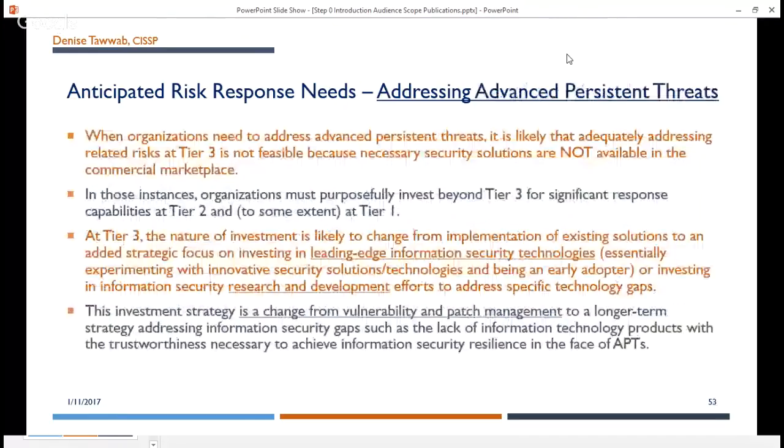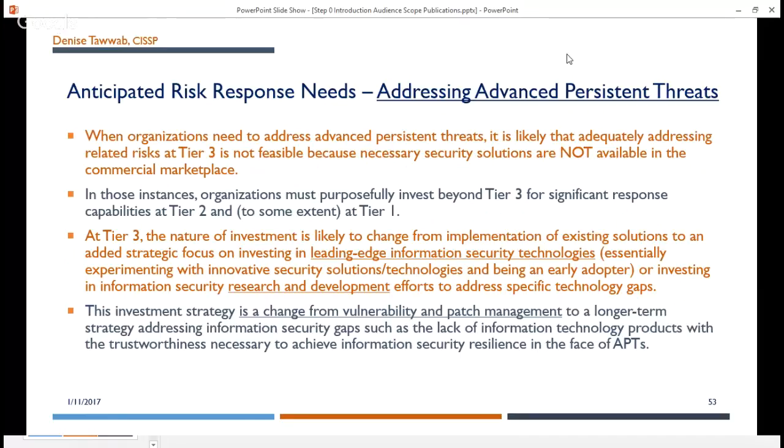Now, with addressing advanced persistent threats, those are not going to be adequately addressed at tier 3 because the necessary security solutions are not available. You've got people out there coming up with threats right now that have not even been thought of. And so there are no countermeasures that you can go by. There's no software, there's no system that you can implement because the system hasn't been thought up yet.